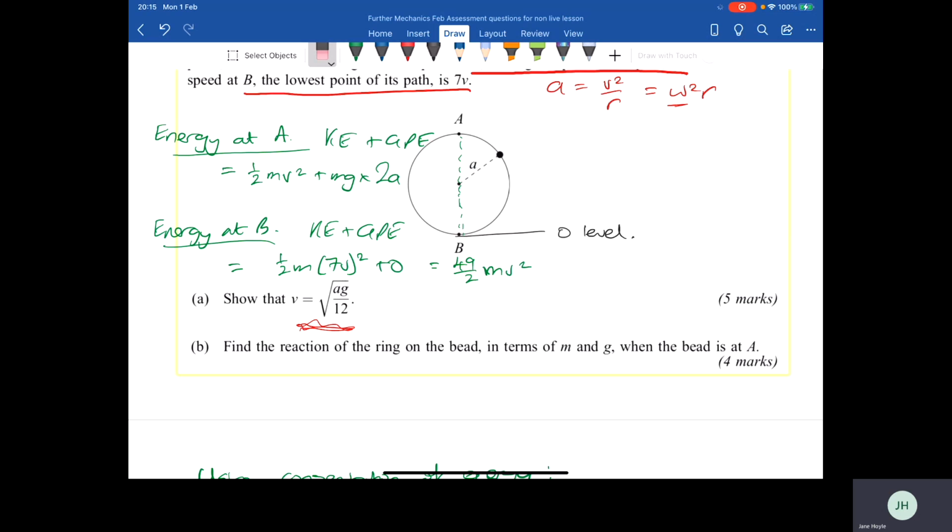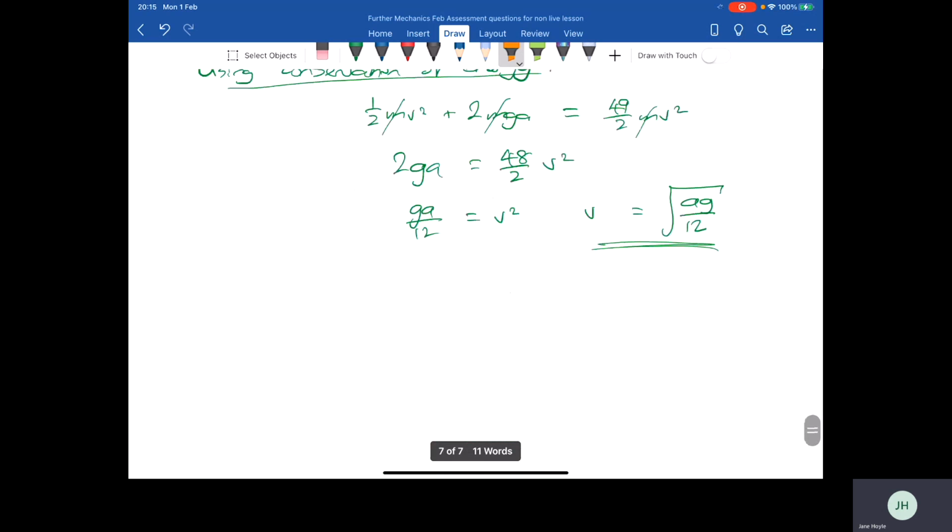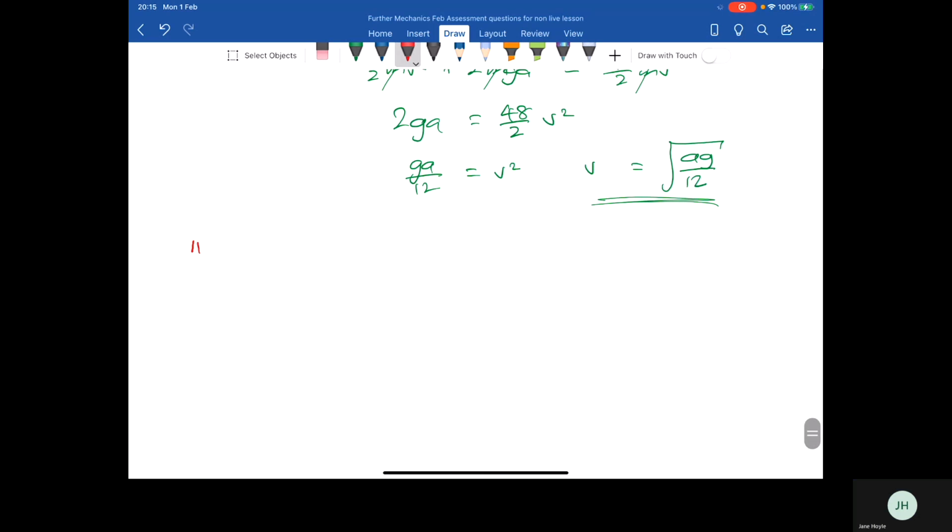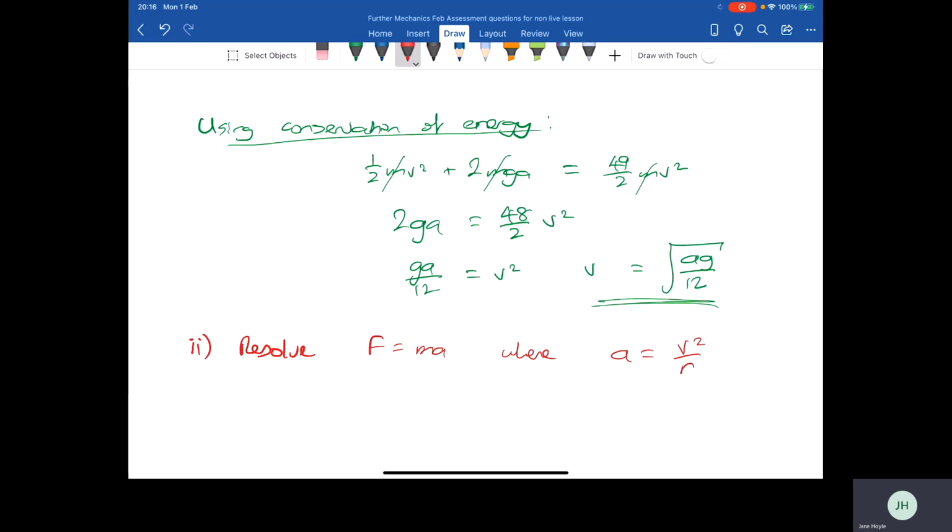Find the reaction of the ring when the bead is at A. Okay, so nothing too tricky here. Hopefully you'll agree. They have made it particularly nice because we are completely at the top there. So you need to resolve. You always, in the second part, use F equals ma, and we are going to be looking at our acceleration being v squared over r, because we've got an expression for v just above.